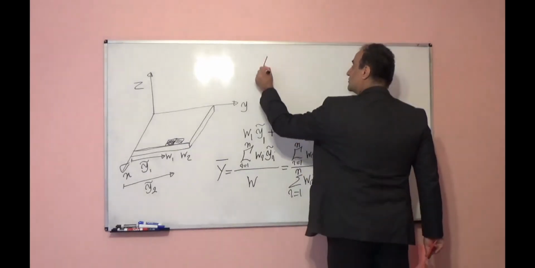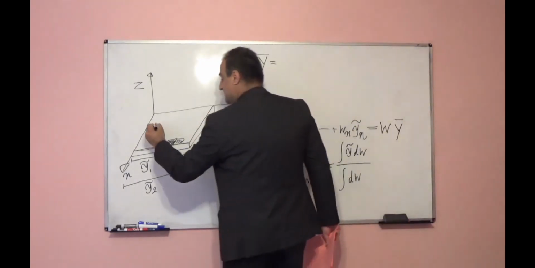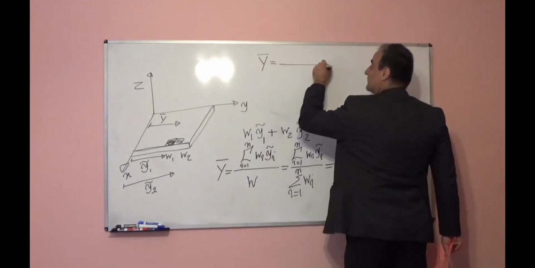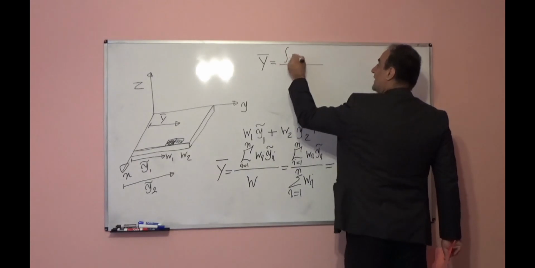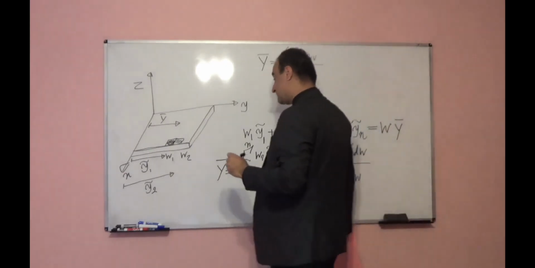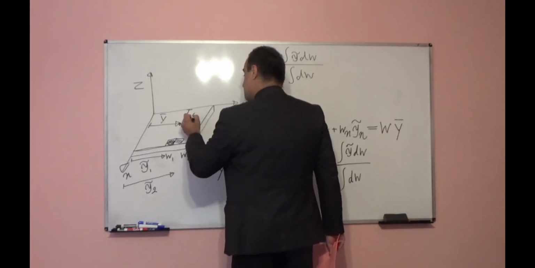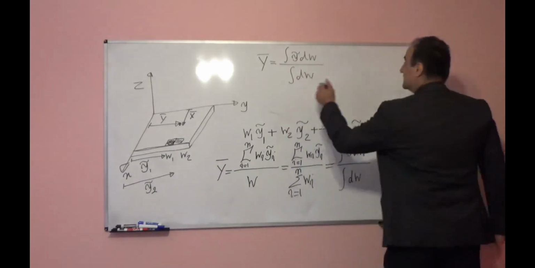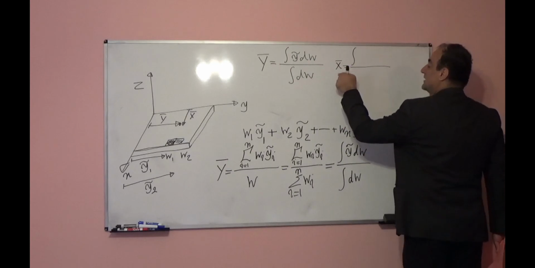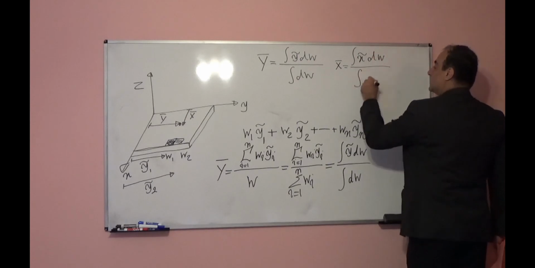So in order to find the centroid in the y direction, the location of the centroid of this plate in the y direction, if I show it with y bar, it will be the integration of y tilde dW divided by the integration of dW. The location of the center of gravity in the x direction, if I show it with x bar, from this we can understand that it will be a similar term. x bar is equal to the integration of x tilde dW divided by the integration of dW.